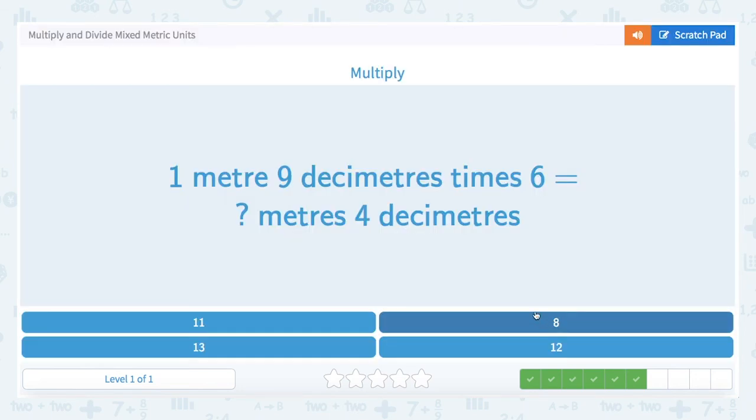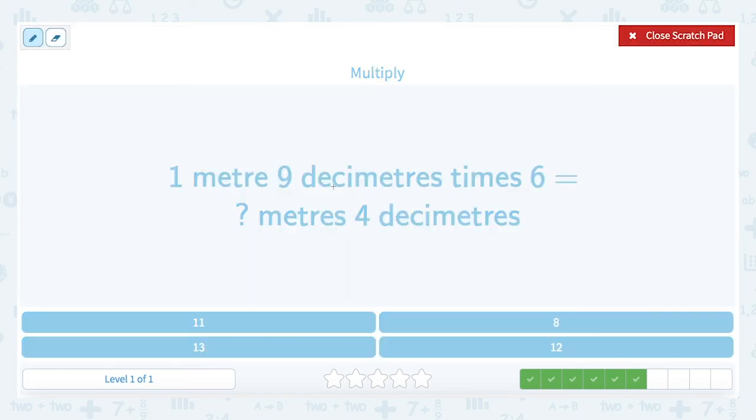1 meter, 9 decimeters times 6. So 1 meter times 6 is 6 meters. 9 decimeters times 6. And I'm going to write it underneath this time so that it's not as messy looking. 9 decimeters times 6 is going to be 54 decimeters. Now remember, we said in the last problem that 1 meter is the equivalent of 10 decimeters.